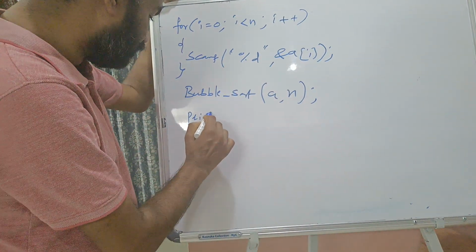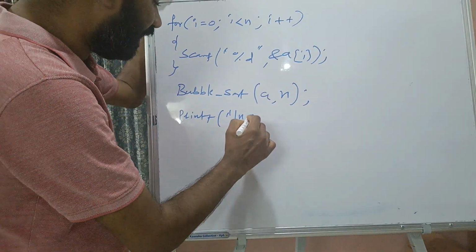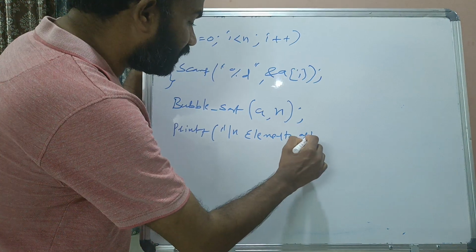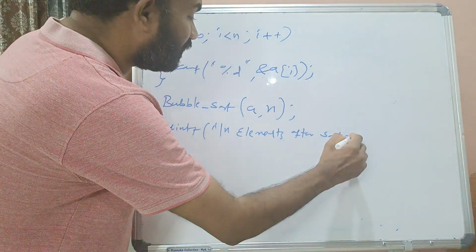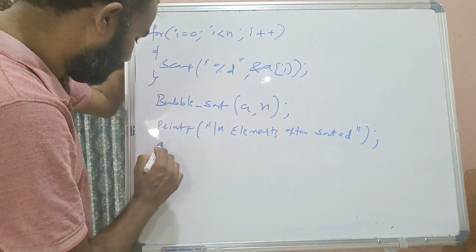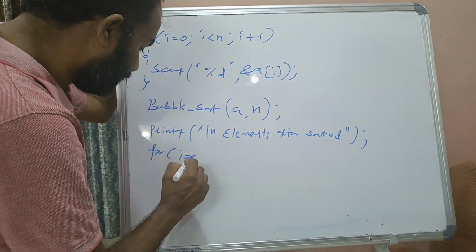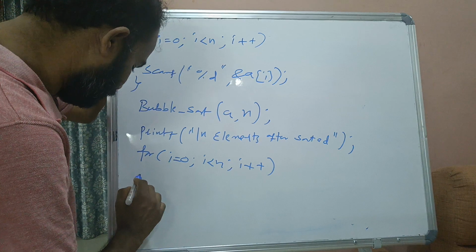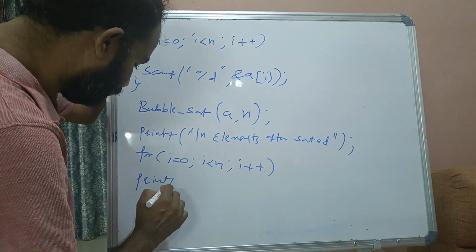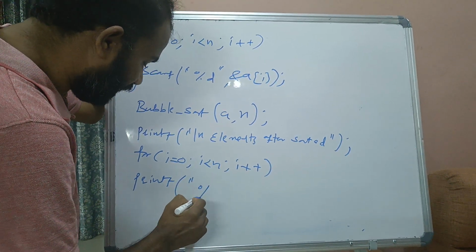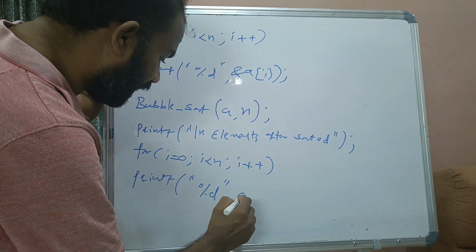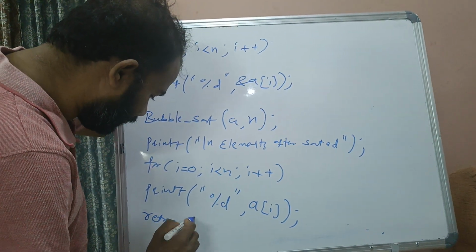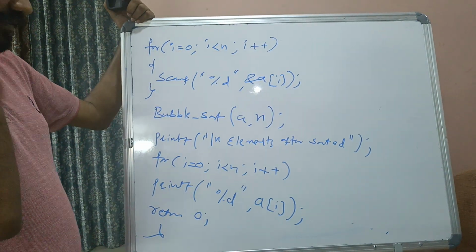printf("elements after sorted"). For i is equal to 0, i less than n, i plus plus, printf("%d", a[i]). Finally return 0, and close the main function.